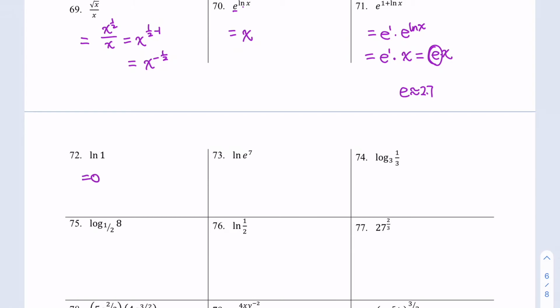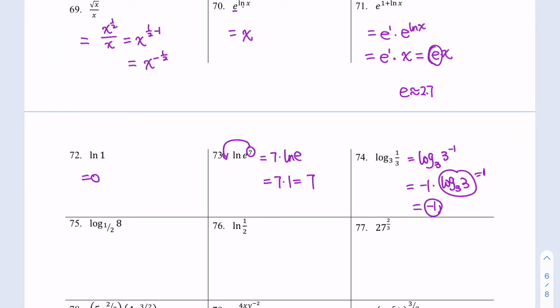ln 1 is 0. ln e to the 7: 7 times ln e, the power is out. So it equals 7 times 1, which gives us 7. Log base 3 of 1/3: we can write 1/3 as 3 to the negative 1. Negative 1 times log base 3 of 3 gives us 1. So it's negative 1.